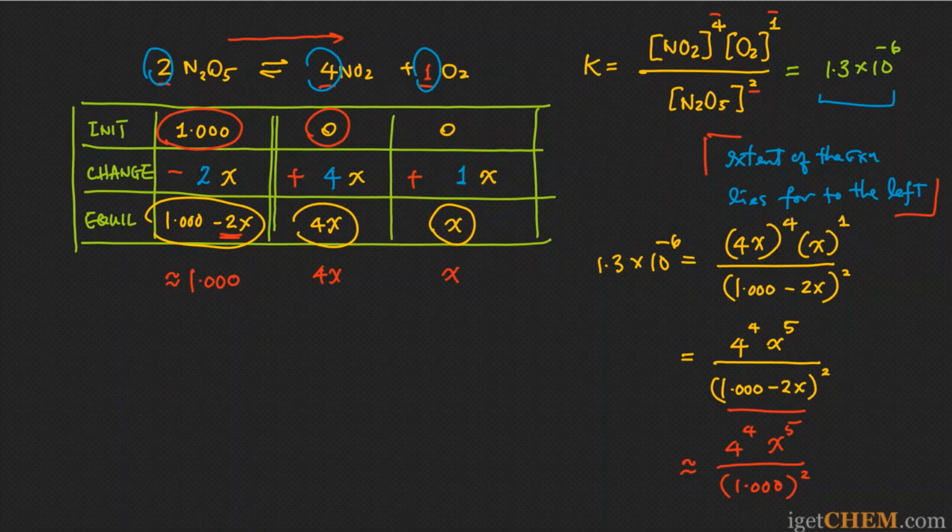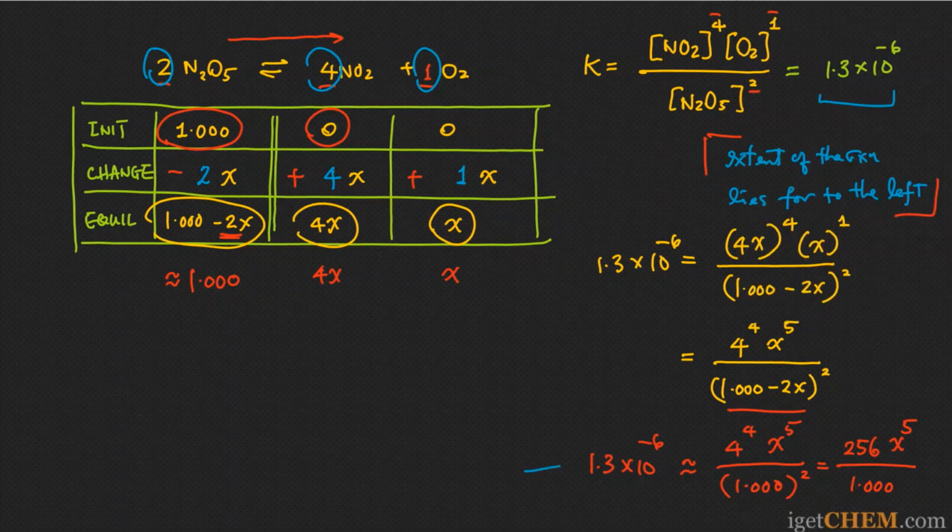So if you write everything out, 4 to the 4th power is 256, and this is just x to the 5th, and 1 to the 2nd power is just 1, right? So it simplifies to essentially 1.3 times 10 to the minus 6 is just approximately equal to 256 x to the 5th power. And now, since that equation only contains x to the 5th power, that equation is really easy to solve. So let's solve that.